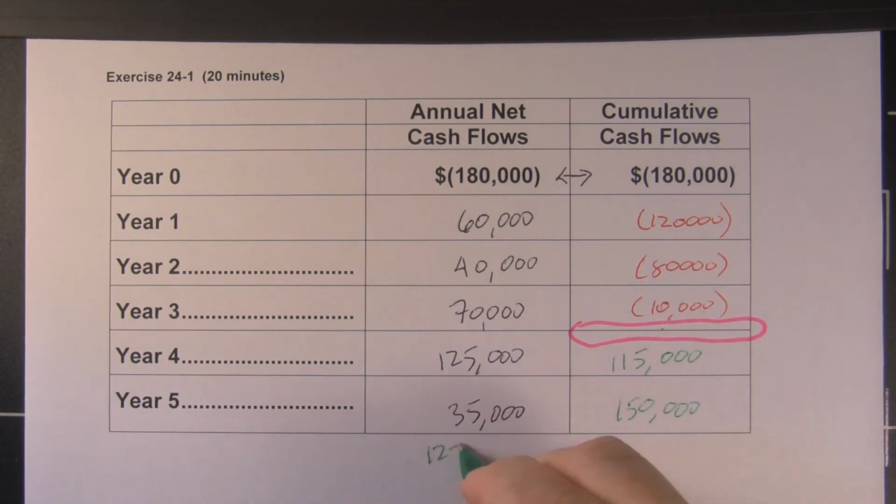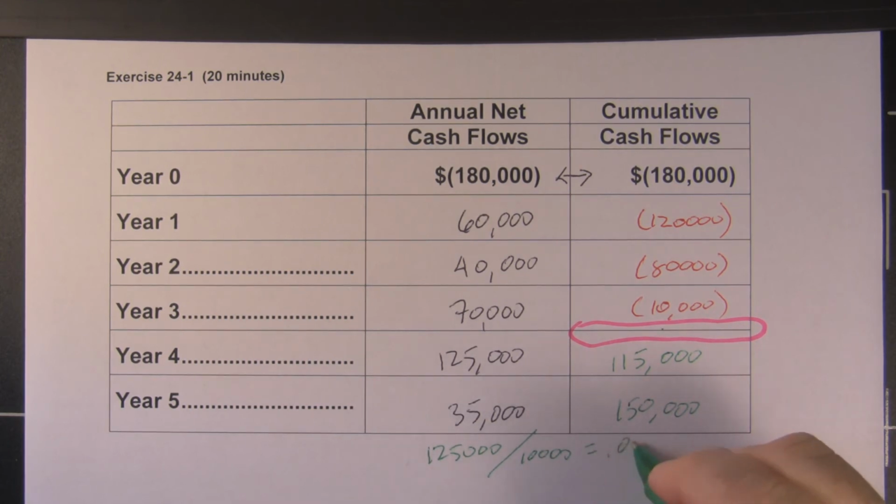Well, we paid back $125,000 in year four. $10,000 is about 8% of that. So 3.08 years, because it took us 8% or 8/100ths of a year to pay back that $10,000.